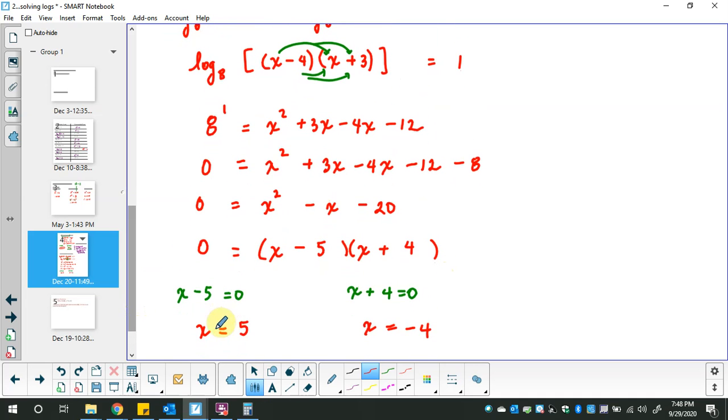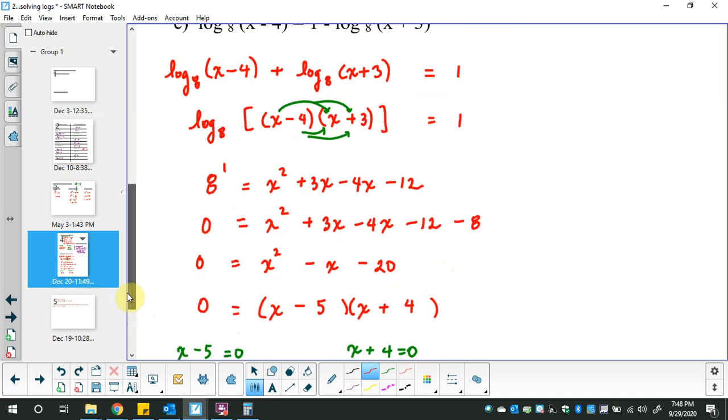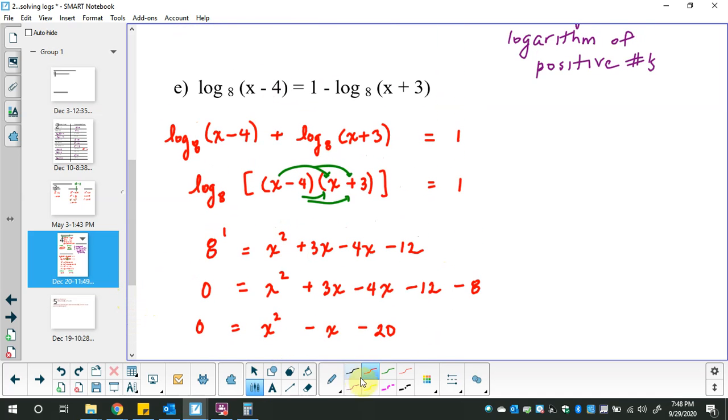So let's focus on 5 first of all. If you put 5 back into this bracket, which has logarithm base 8 of 5 minus 4 is 1, 1 is positive, so far so good. 5 plus 3 is 8, 8 is positive, so far so good.